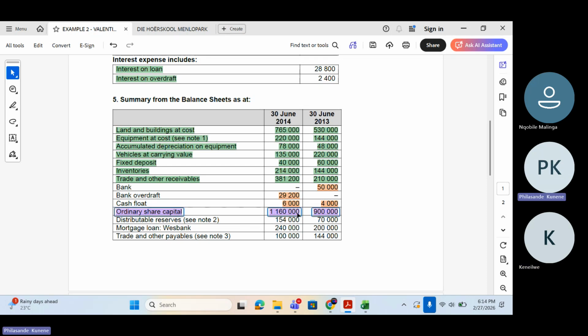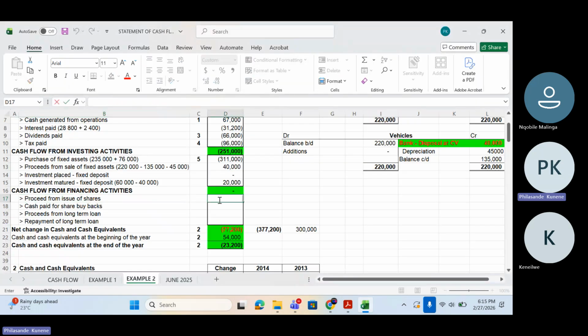It's a movement. Yes, we can see there that we issued additional shares, which increased our share capital from 900,000 to 1,160,000. So that means that we issued more shares, and then there will be an inflow of 260,000 rands, inflow of cash. And if I do my workings, that is going to be my 1,160,000 minus 900,000. So we're getting an inflow of cash of 260,000 rands. Cash paid for share buybacks. We didn't buy back any shares, so we're going to have 0 there.